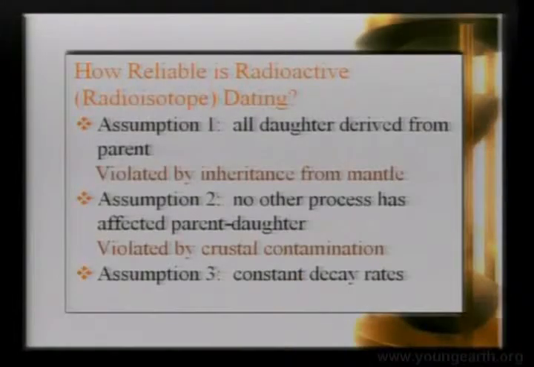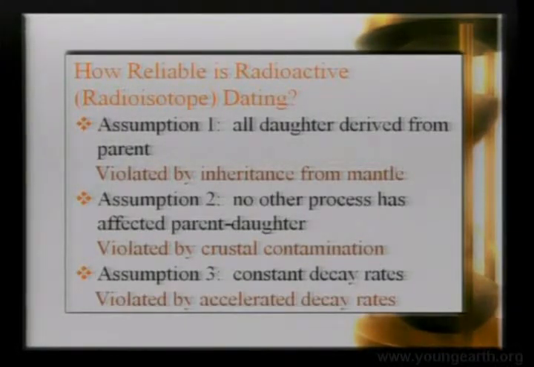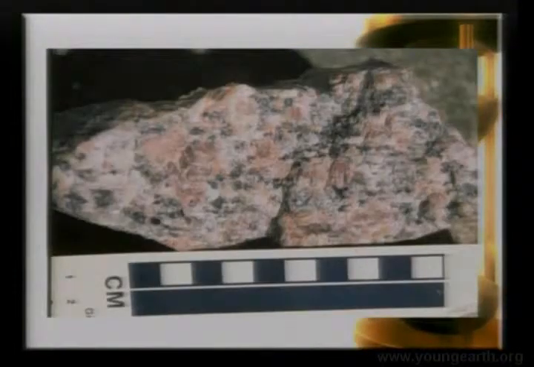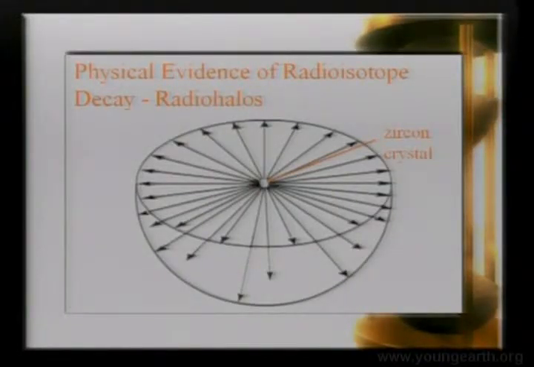So how reliable is radioactive dating? We've now seen that even assumption 3 is violated by accelerated decay rates. So let's sum up. We're going to talk about this in the next talk. There's actual physical evidence of radioactive decay in granites called radiohalos. We'll talk about that in a moment. Here's a granite inside a granite, and we actually see physical evidence of radioactive decay. I'm going to explain this in the next talk after the break. This is where the radioactive decay has damaged the crystals.